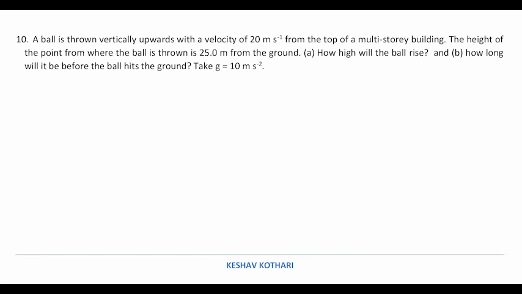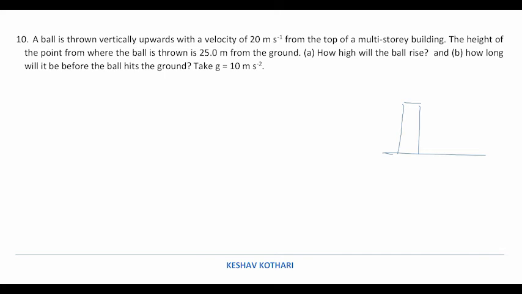A ball is thrown vertically upwards with a velocity of 20 meters per second from the top of a multi-story building. The height of the point from where the ball is thrown is 25 meters from the ground. The question is asking how high will the ball rise and how long will it be before the ball hits the ground. So if we draw a pictorial representation for this particular question, this is the building the question is talking about.